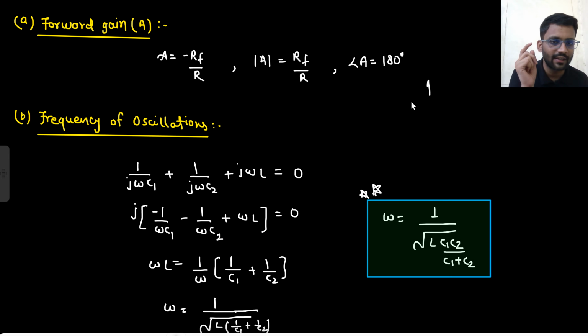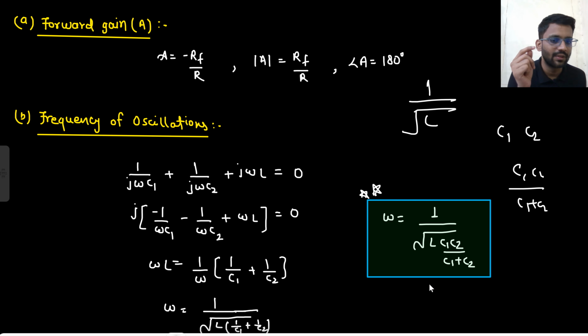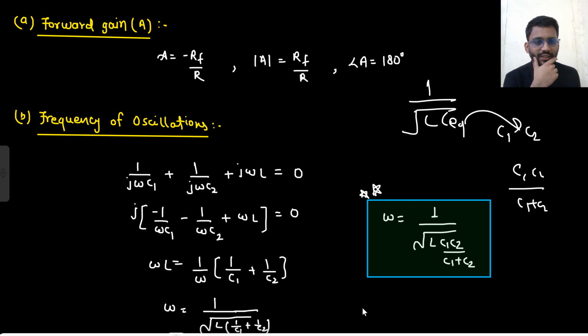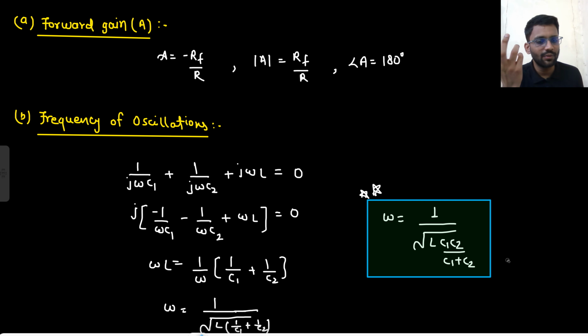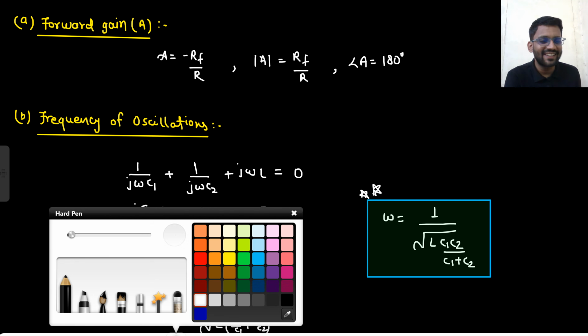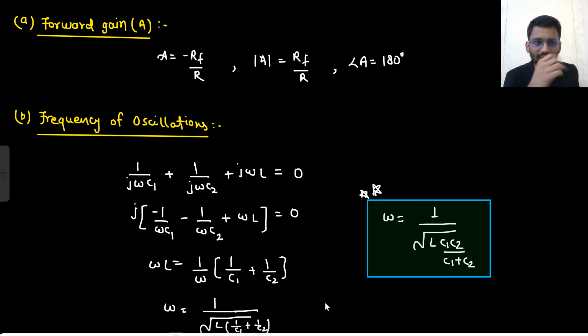Isn't it looking like 1 by root L and a series combination of capacitors? What is the series combination of C1 and C2? That would be C1 C2 upon C1 plus C2. So 1 by root L C equivalent, where C equivalent is the series combination of these two capacitors. That's it. This is how you can remember, but I would highly recommend doing the derivation as well. It is not the derivation, it is just a way to remember. Okay, or you can remember directly as well. What will be the frequency of oscillation in case of Hartley oscillator? That would be 1 by root L series combination of C1 and C2.